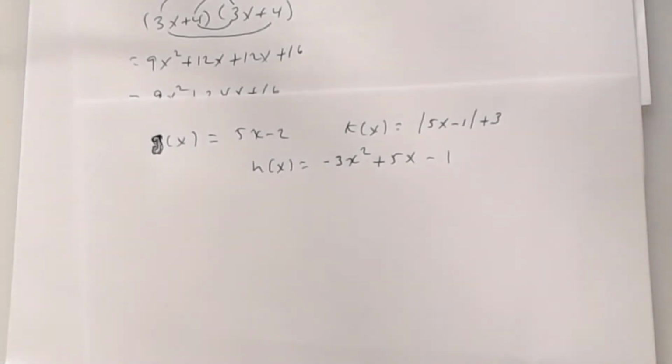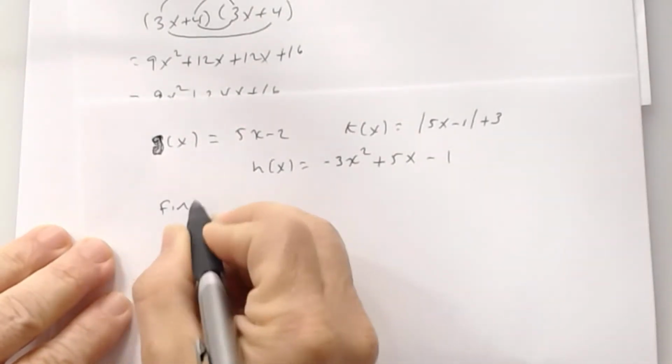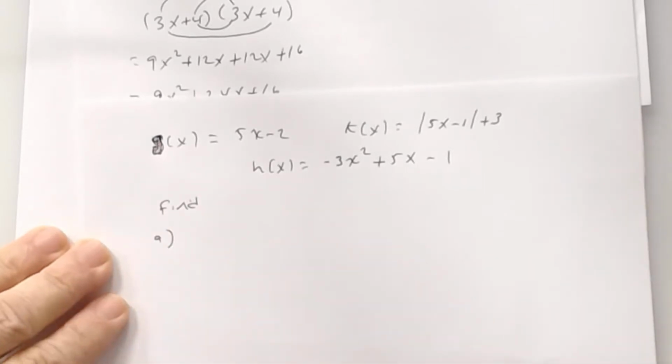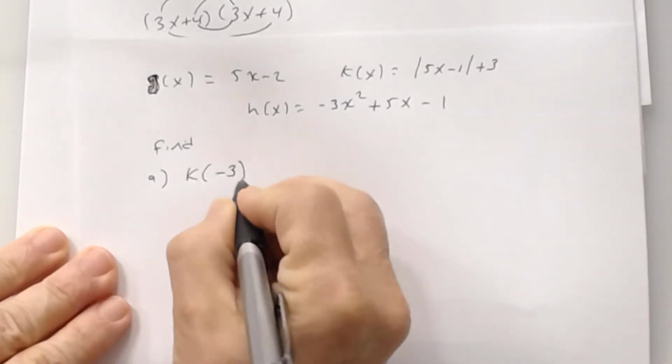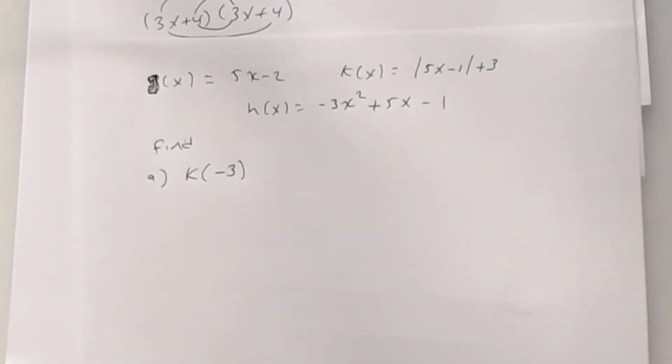So you know that's function notation, right? So g of x, k of x, h of x, before we started this, normally stood for what letter? Y. Okay, so now I want you to find this. I want you to find, let's say letter A, k of negative 3. K of negative 3.